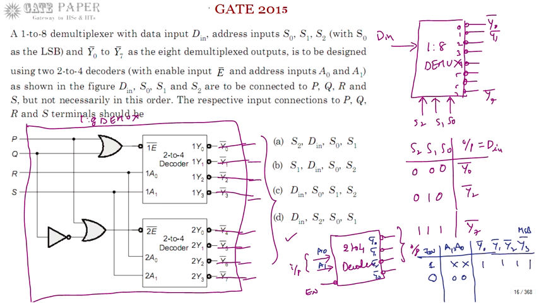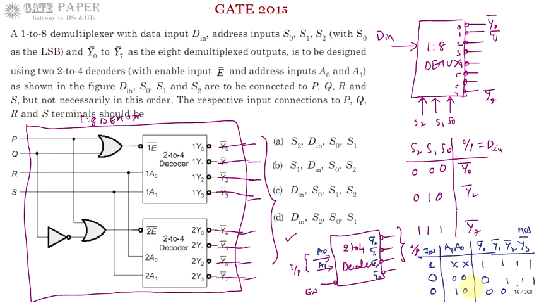Outputs will be 1111 whenever it is disabled. When enabled at 0, for the 0-0 combination Y0 bar is selected, and that particular value will be active low and all the others are going to be active high, since the outputs are active low. Okay, and if you give one more combination, 1-0, then Y2 is going to be selected, and Y3 will be 0.